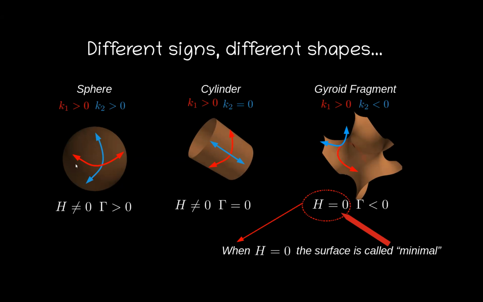For example, for a sphere, the two principal curvatures are the same, so same sign, so the product must be positive, while the mean is different from zero. In a cylinder, you have one direction which is flat, so the curvature is zero, and the product of the two must also be zero, while the mean is not zero. And finally, the kind of structure I'm interested in, the saddle shape: you have two different signs for the two curvatures, so the product must be negative, and the mean can be quite close to zero.